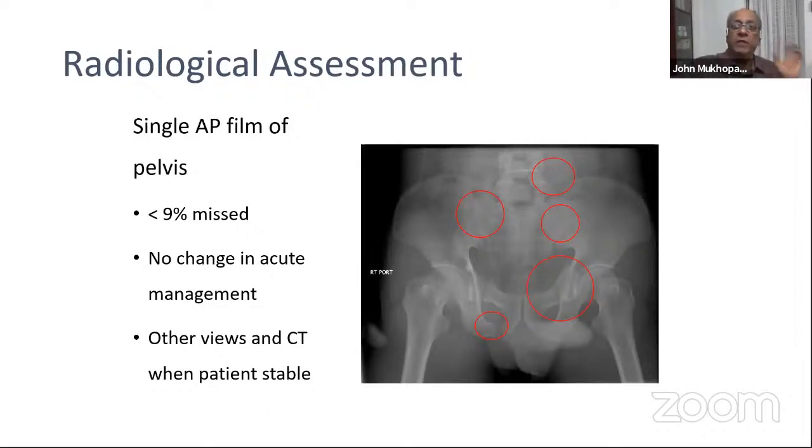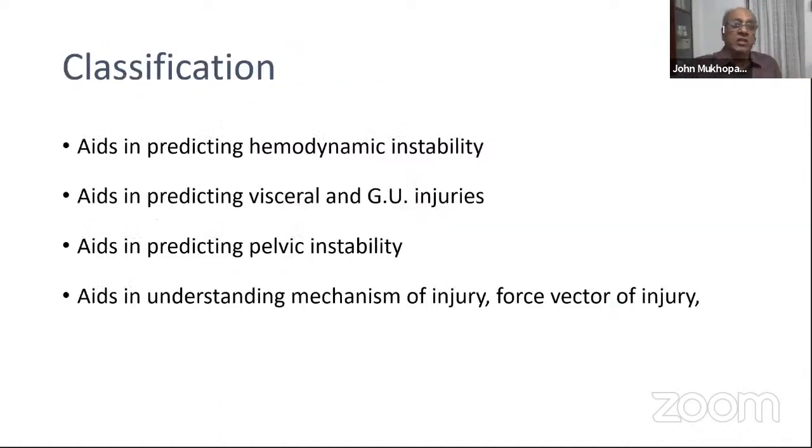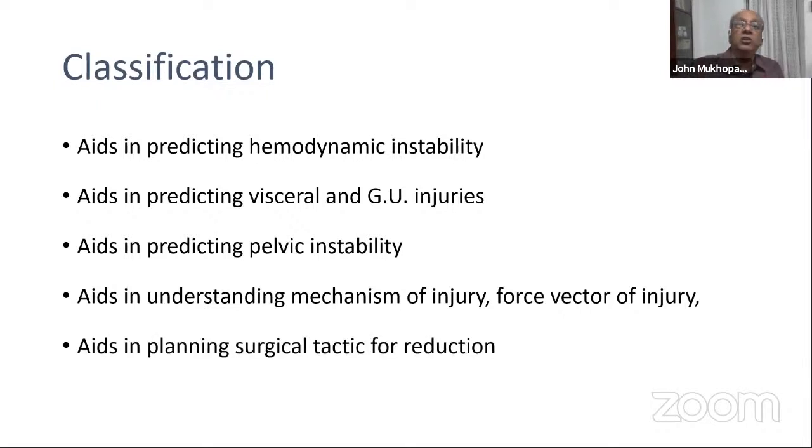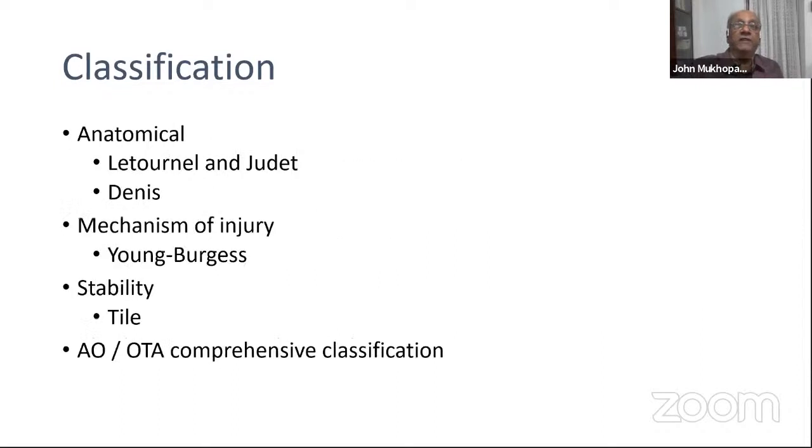So your initial X-ray when the patient comes in to the emergency department is just an AP X-ray. You don't need to do the other X-rays and CT scans, which were discussed earlier, till you have stabilized the patient hemodynamically. Now, the interesting thing about the classification is that it should aid in predicting hemodynamic instability, in predicting visceral and genitourinary injuries. It should aid in predicting pelvic instability and understanding the mechanism of injury and the force vectors of injury, and eventually should help you in planning your surgical tactics for reduction of the fracture and fixation.